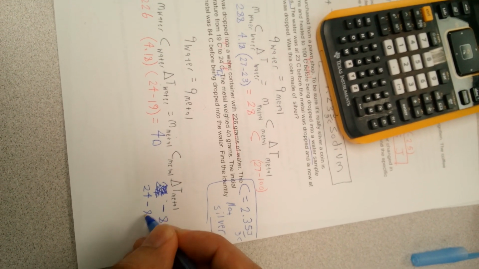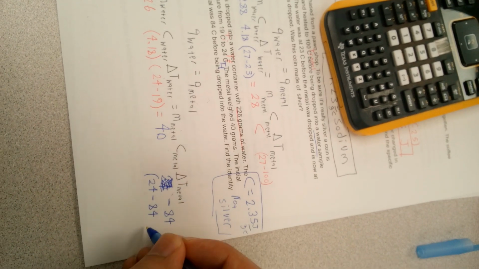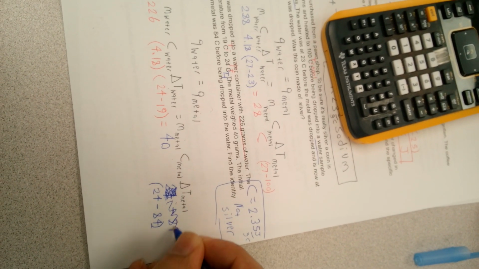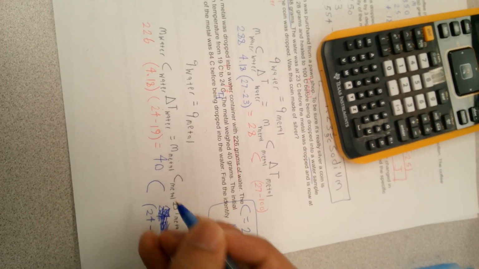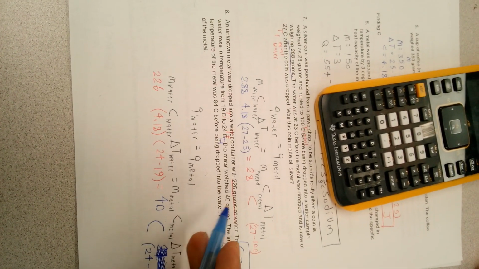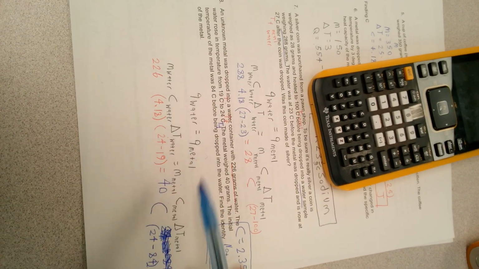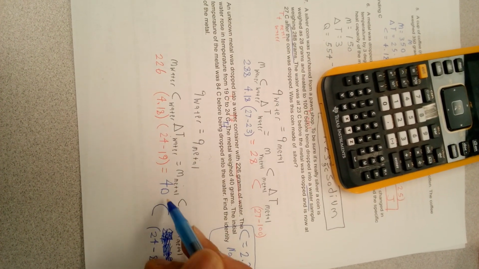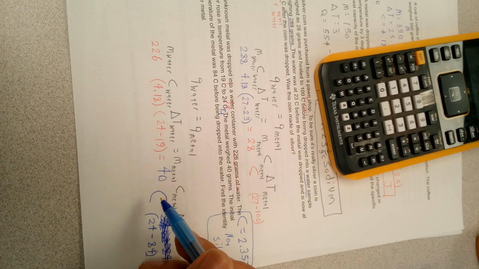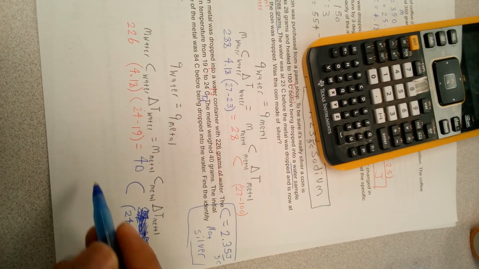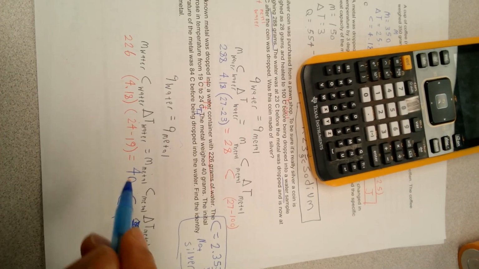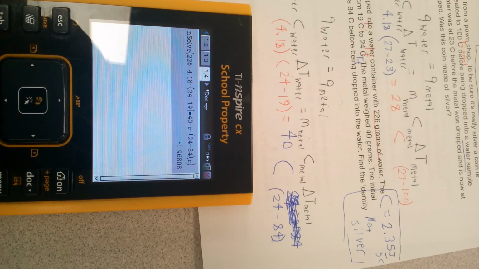So we're going to put 24 minus 84. And excuse that mistake over there. We don't know the C of the metal because, again, we are trying to find out the identity of the unknown metal. So we do not know its specific heat yet. So just like the last question, we're going to plug this all into the calculator using menu 3.1 to find the C of the metal.